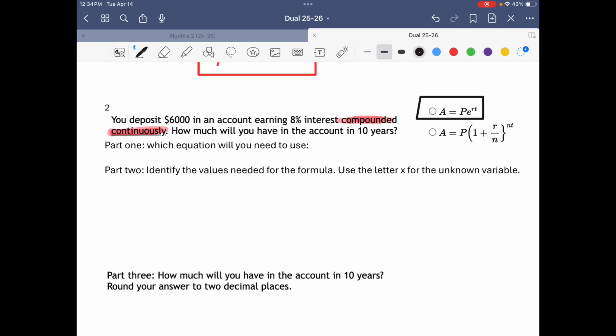Part 2, identify all the variables. A is how much money you're gonna have after those 10 years. I don't know, that's X. P, that's the amount you're gonna put in to start with. And that would be 6,000.